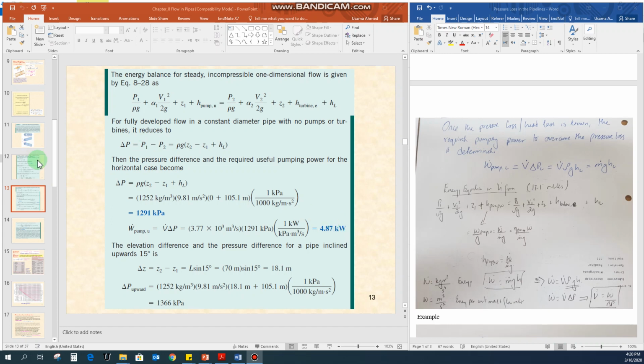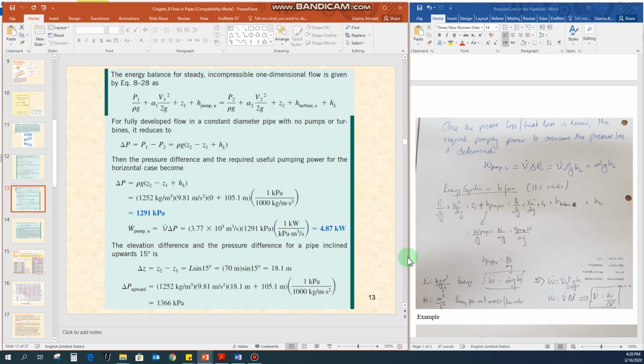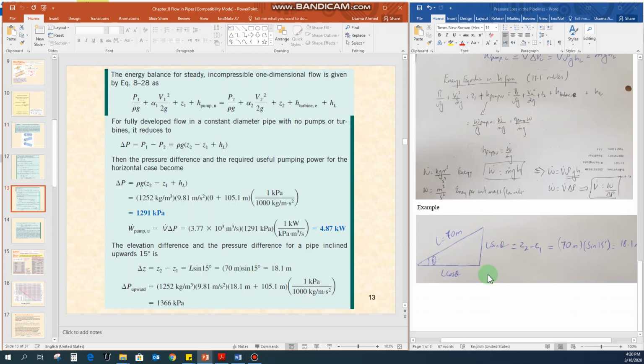Now to deal with the second part of the question, if there is an inclination in the pipeline, then what would be the impact on volumetric flow rate? To solve this part, I have drawn this figure again. Now if there is an inclination angle of 15 degree, and the length of pipeline is 70 meter, there would be a height difference here, that is z2 minus z1. Using trigonometry, this height can be written in the form of L sine theta, and then this base could be written in the form of L cos theta.